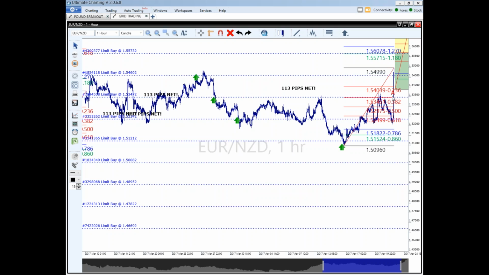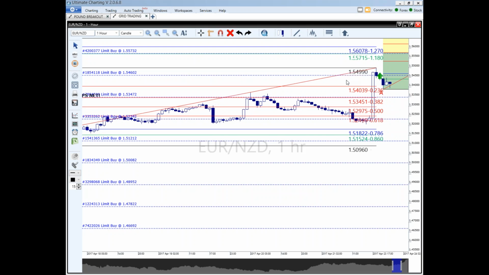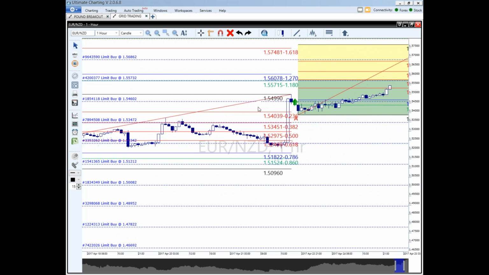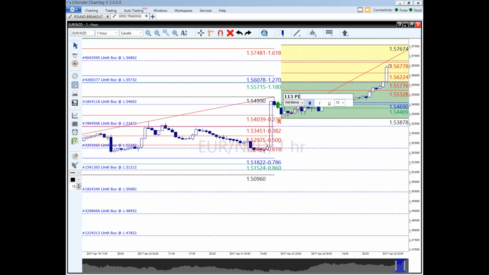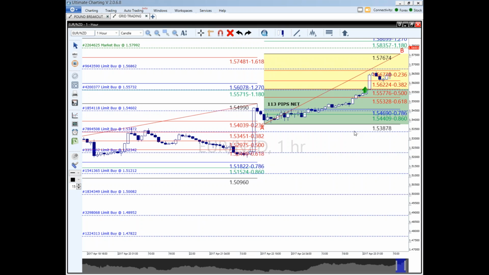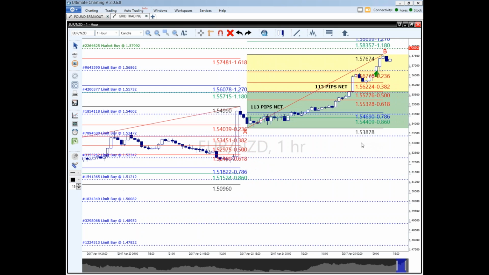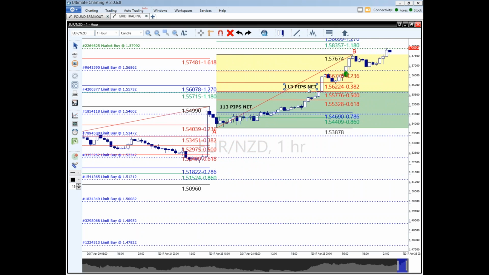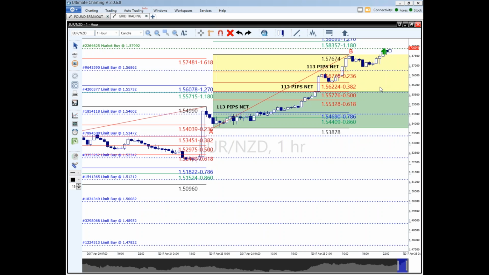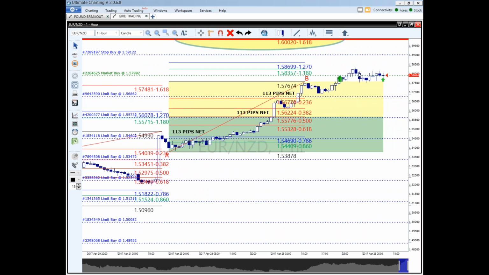So once the market here broke us all even, what did we do? We resized into the market right here. And then 113 pips net was fulfilled once again. And then resized into the market right here. There's 113 pips net right there. Resize into the market. 113 pips net right there. Resize into the market. 113 pips net right there. Resize into the market. And here we are.